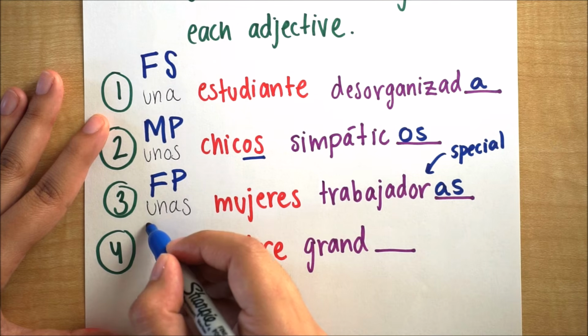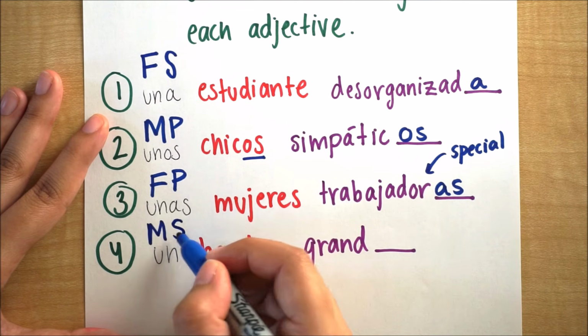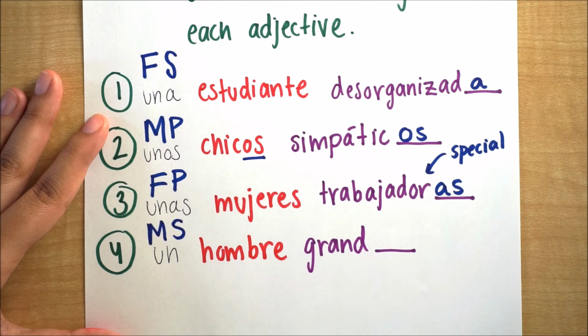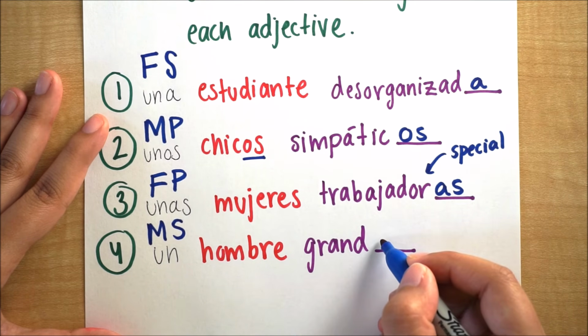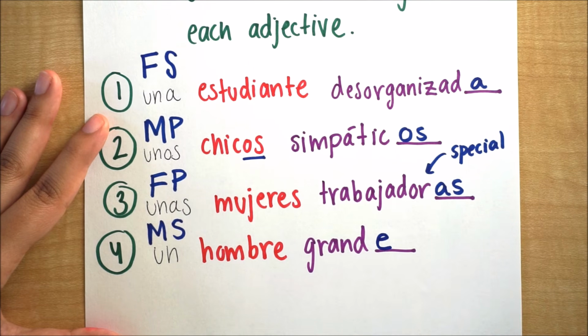Now let's go ahead and do the last one. So this is un hombre. So un hombre means a man. So that's masculine just by looking at the indefinite article, knowing that hombre is man. And it's singular because it's one man. So we know that it's just going to end in E, grande, the most basic form of the adjective. So we can say un hombre grande.